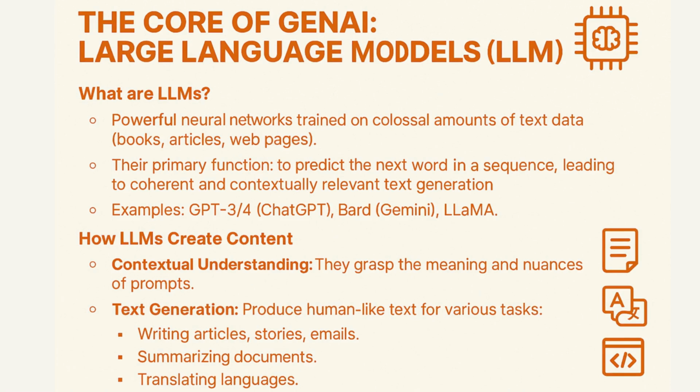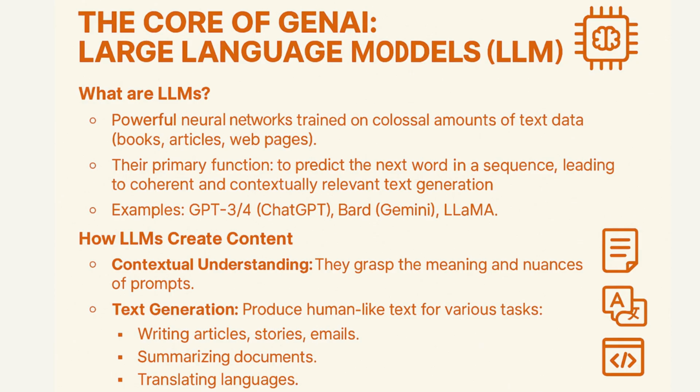This slide provides a foundational understanding of large language models, which are at the heart of generative AI. LLMs are sophisticated neural networks trained on vast amounts of textual data, ranging from books and articles to web pages. Their primary function is to predict the next word in a sequence, but this seemingly simple task enables them to generate coherent, contextually rich, and human-like text across a wide variety of domains.